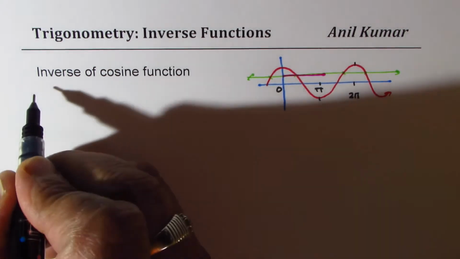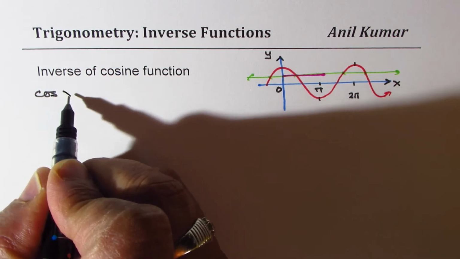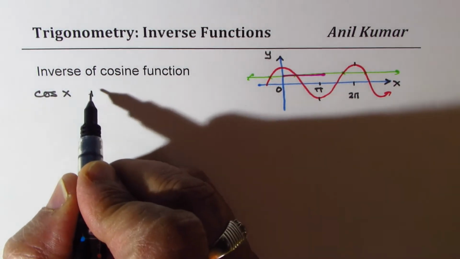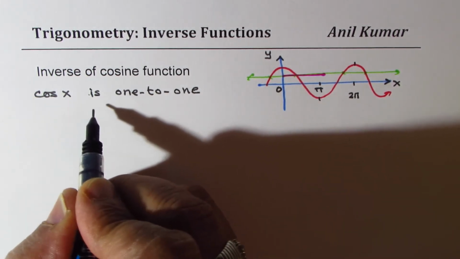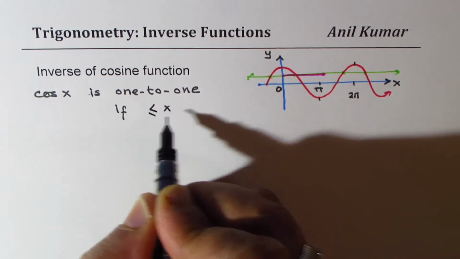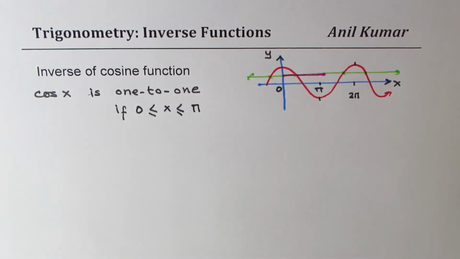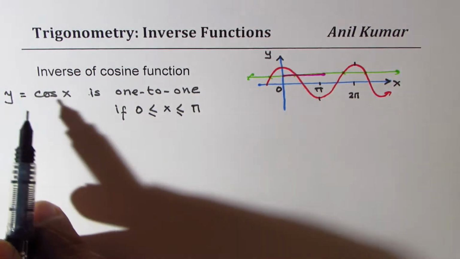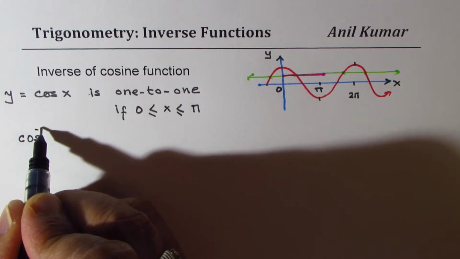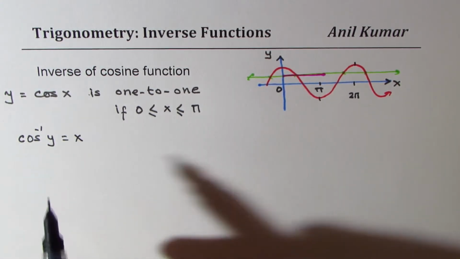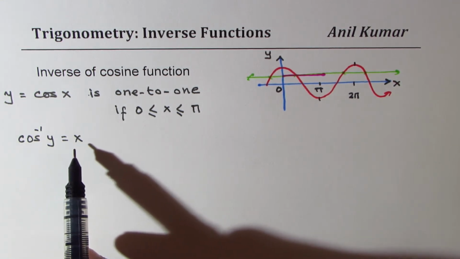So what we can say here is that, let's say this is x and this is y. In that case, cos x is 1 to 1 if the value of x is restricted between some interval. So normally we take it from 0 to pi. So once we say that this function y equals cos x is 1 to 1, then we could always write this as cos inverse of y equals x. And that is how we get our inverse function. Do you get it? So cos inverse of y is x.